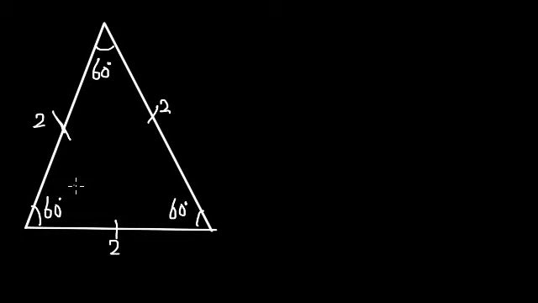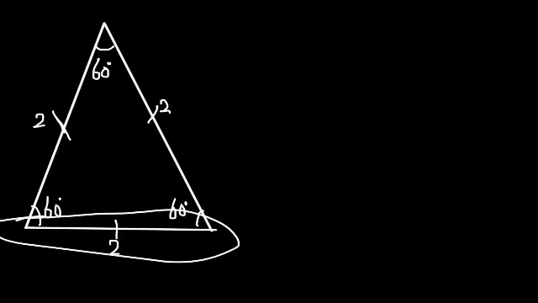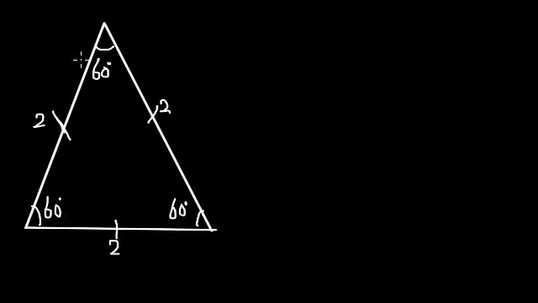If that is the case, what I will do next is bisect the base of the triangle. To do that, I will draw a perpendicular line from this vertex all the way to the base of the triangle. With this, we can clearly see that this line makes an angle of 90 degrees with the base, and therefore we have two right angle triangles. Is that the case?